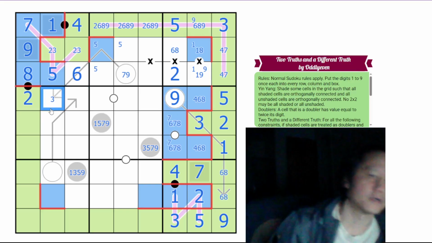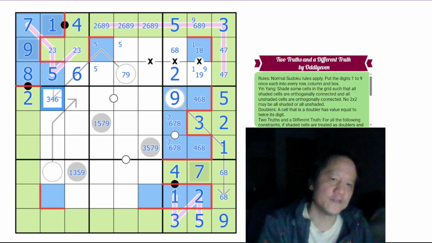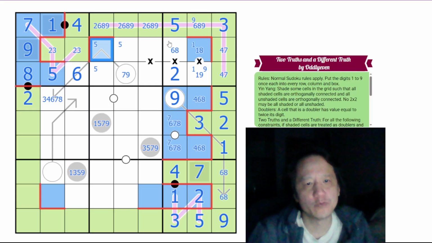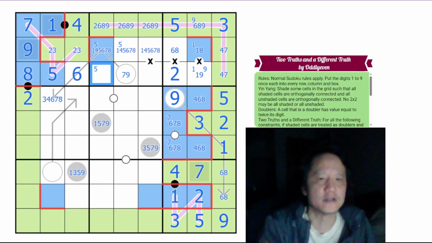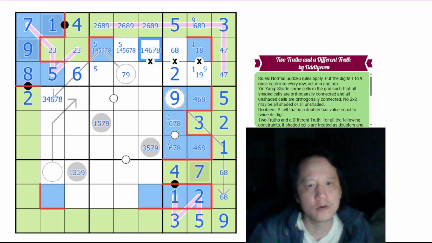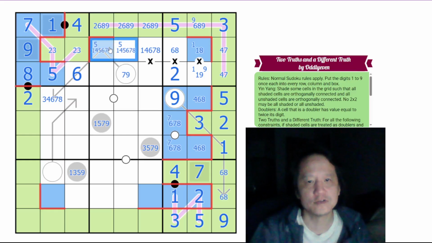Possible digits here. 3, 6. No 1, 2. It could be 3, 4, 6. No 5. 7, 8. No 9. Okay. Remaining digits in row 2. We have 1, 4, 5, 6, 7, 8. 5 again cannot be here. Remaining digits in row 3. We have 1. Okay, this can't be 5. One of these two is a 5.